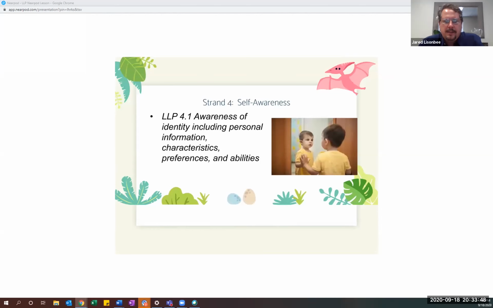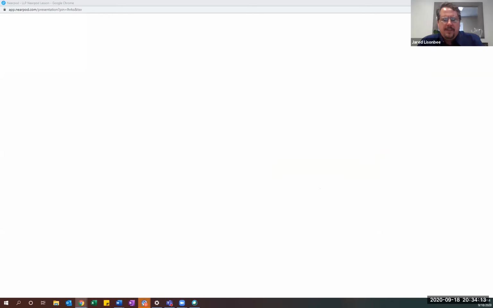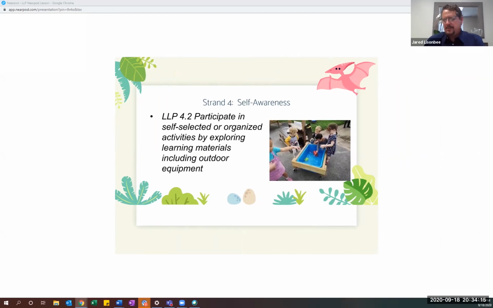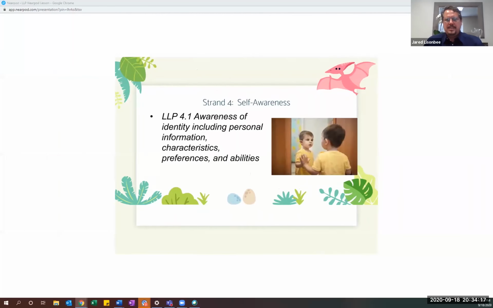Okay, so the first strand, self-awareness. Self-awareness is the idea of the child becoming aware of their own identity, including their personal information, their name, who they belong to, possibly later on where they live, their characteristics, preferences, and abilities. From a cognitive developmental standpoint, that's essential.